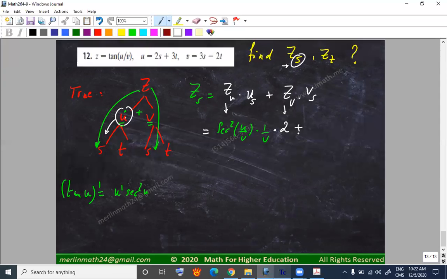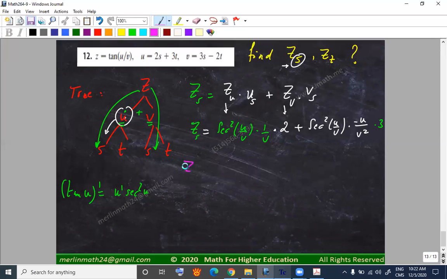I am done. Let us do Z with respect to V, again secant square of what you see. Deriving with respect to V, V at the bottom, it's minus 1 over V square, with U beside. Any question? Times V_S, which is 3. That cannot be simplified, leave it. This is Z_S. Finish. Let us do now Z_T.